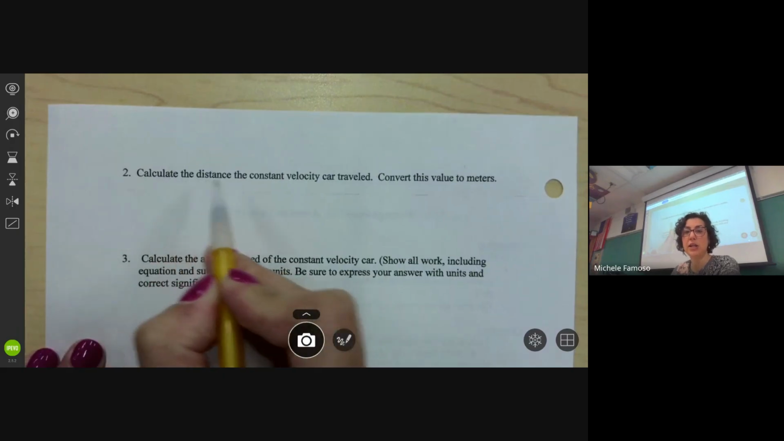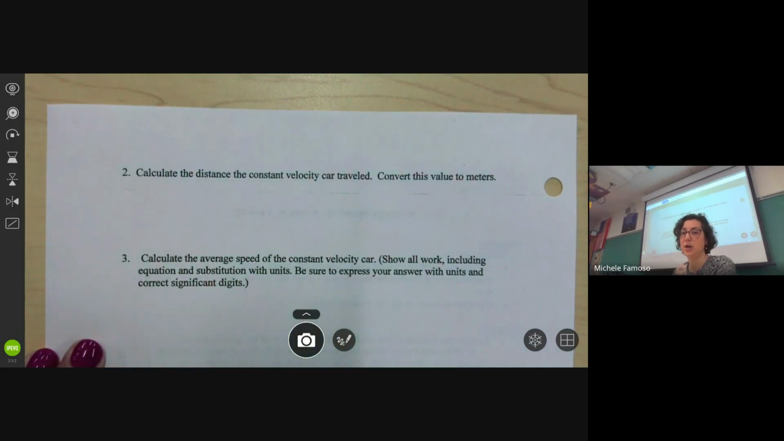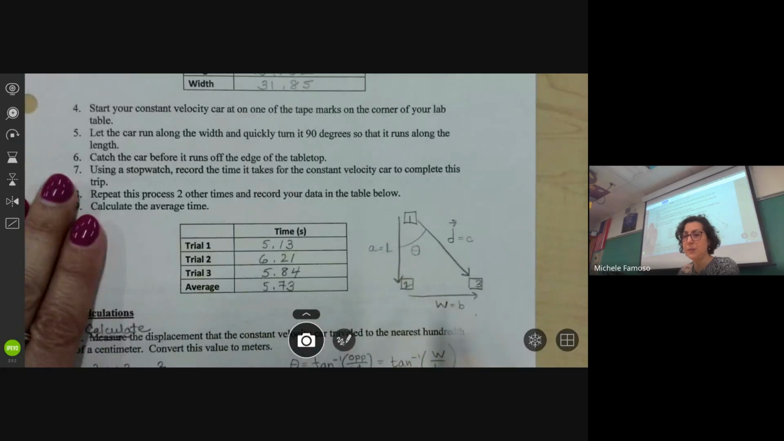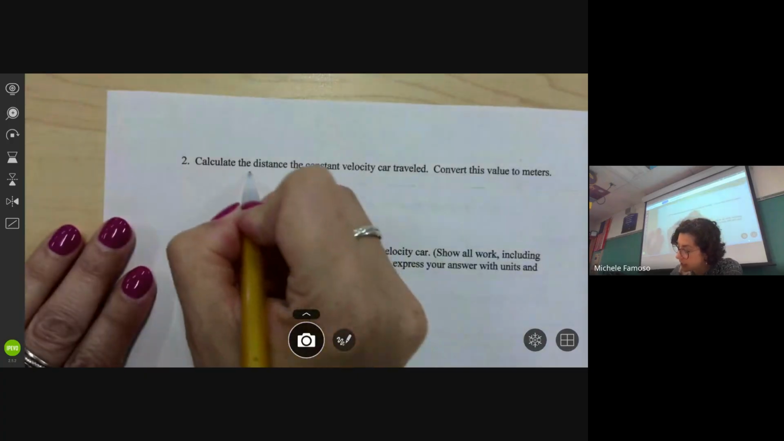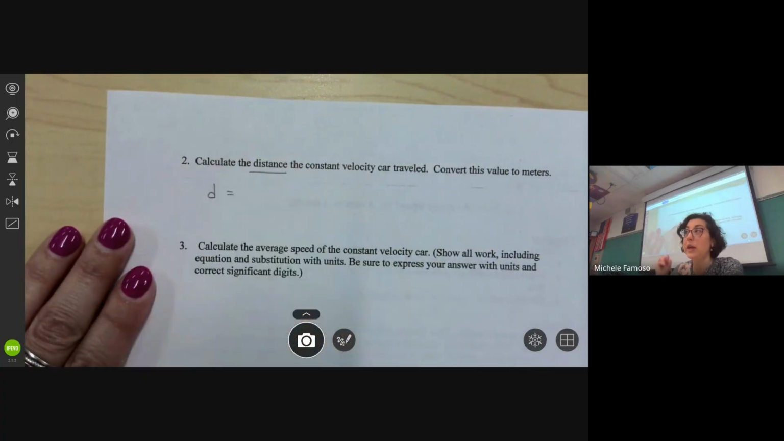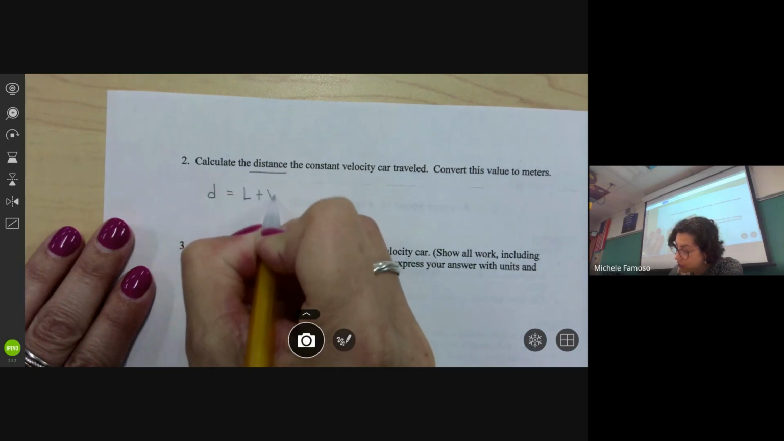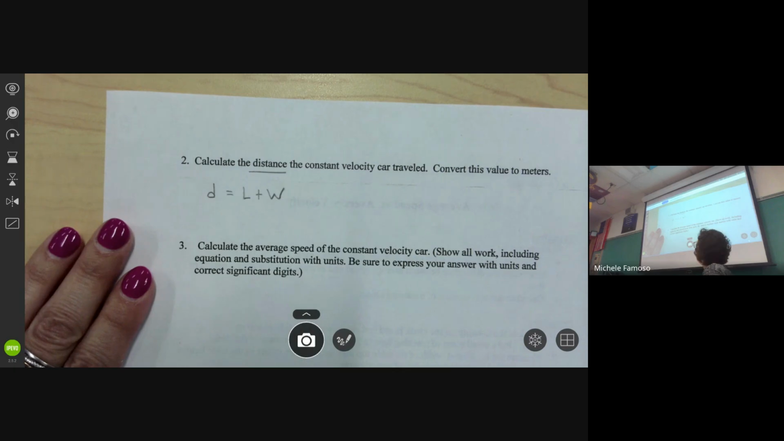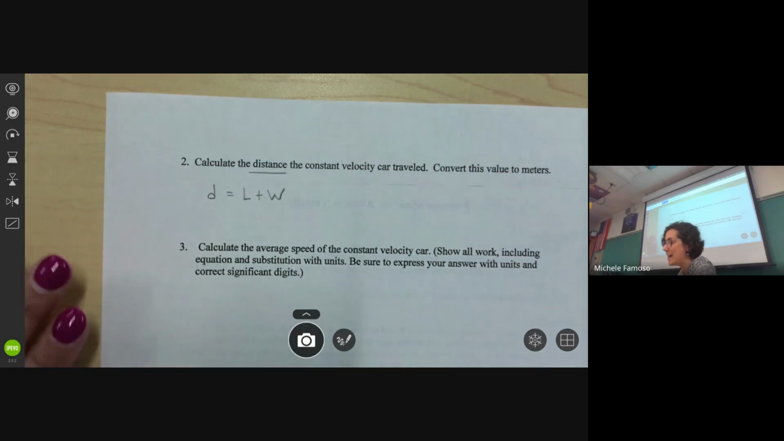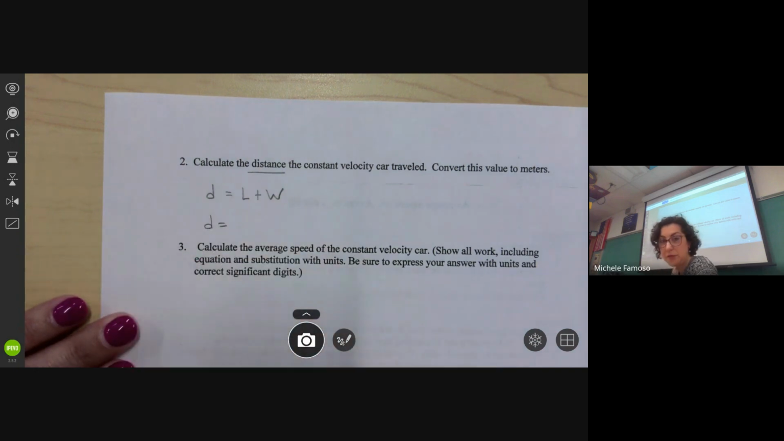Question 2 says, calculate the distance the constant velocity car traveled and then convert that to meters. So with these values that you have for this picture, how are you going to come up with the distance? What are you going to do to find the distance it traveled? If the car went from here to here to here, Ryder, just add them. So to get the distance, D, without the arrow, you're going to add the length to the width. That is your equation. Just add the length to the width value with the units.